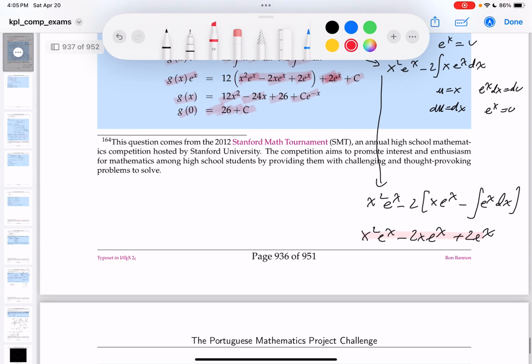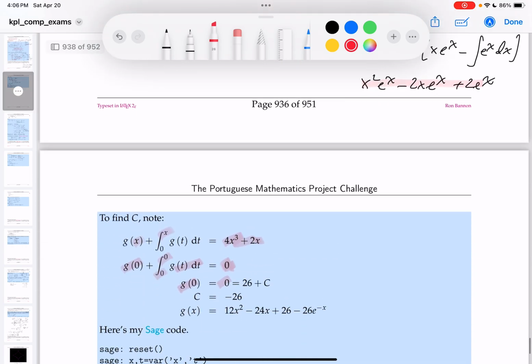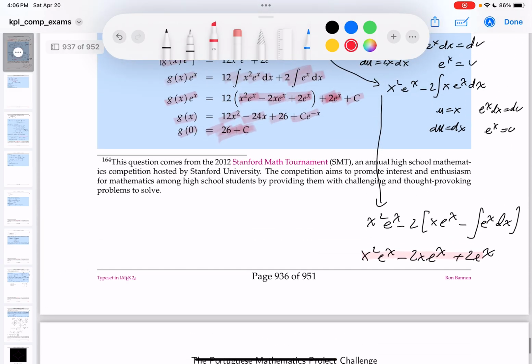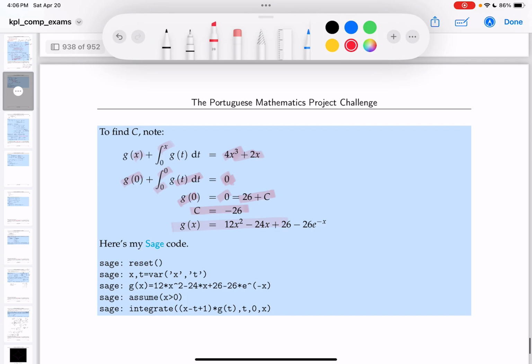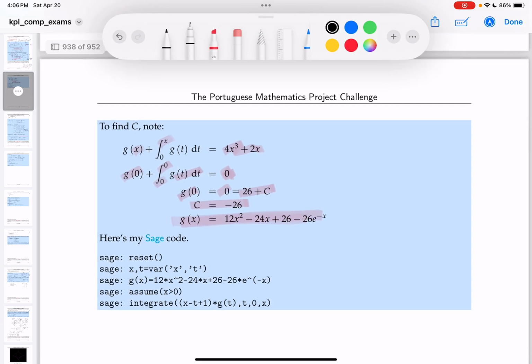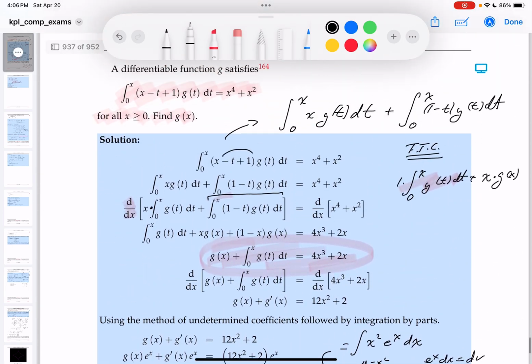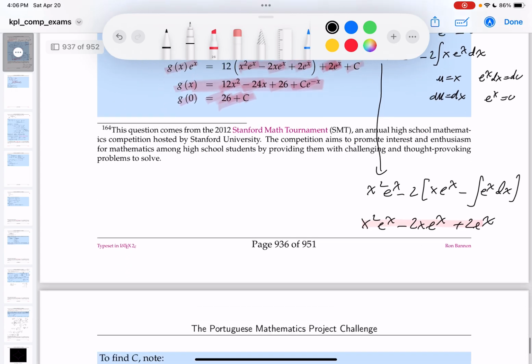What does g of 0 equal, though? 26 plus c. So I'm seeing that over here. Do I know what c is now? c is minus 26. So I go back up here, and I just plug that in. And what do you get? You get this over here. All right, so that's g of x is equal to this thing over here. Is that what they wanted to know? That's what they wanted to know. And this is written over here. Find g, we found g.